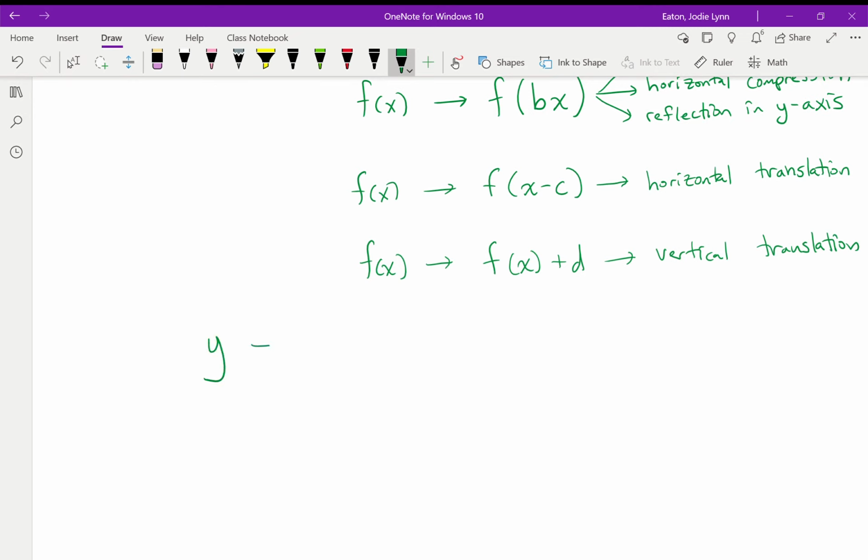So here is our big translation formula. We have y equals a f of b times, in brackets, x minus c. We have double brackets. If we don't like that, we can always put a lovely square bracket, plus d.